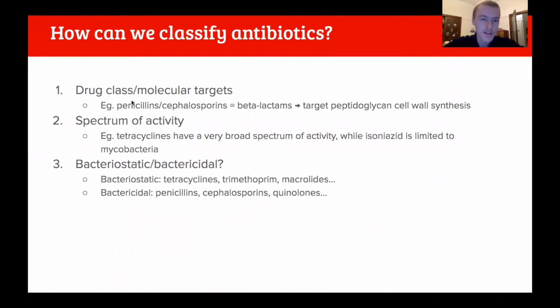So we can classify them by the class of drug that they are. So this is usually based on their molecular structure. For instance, penicillins, there's lots of different drugs under this category, and same with cephalosporins. And these guys actually fall under an even larger class called beta-lactam antibiotics, which target particularly gram-positive cell walls. So this is an example of one way that we could classify drugs.